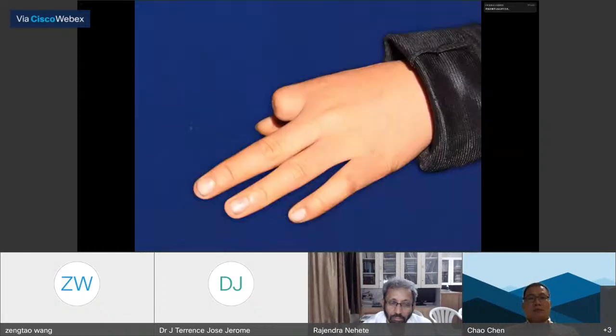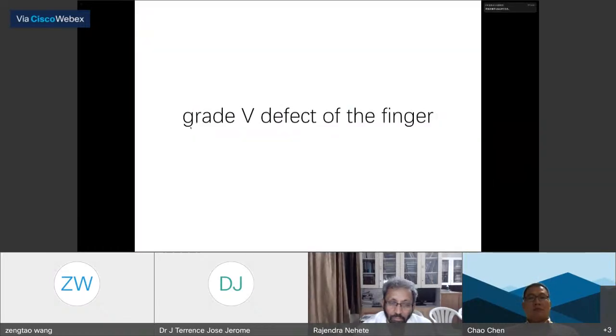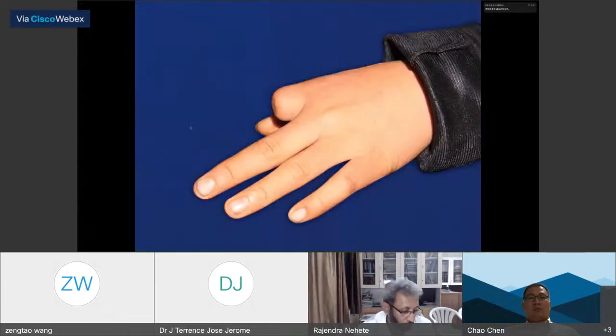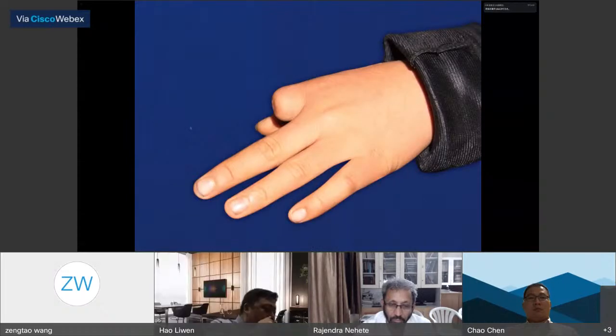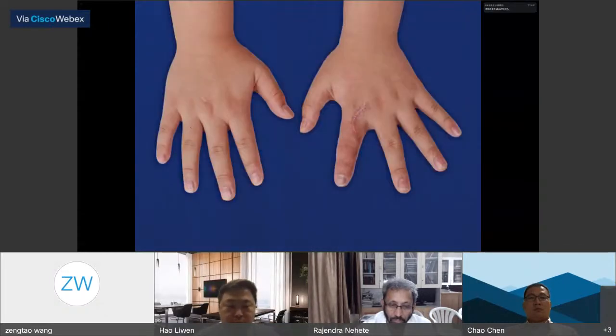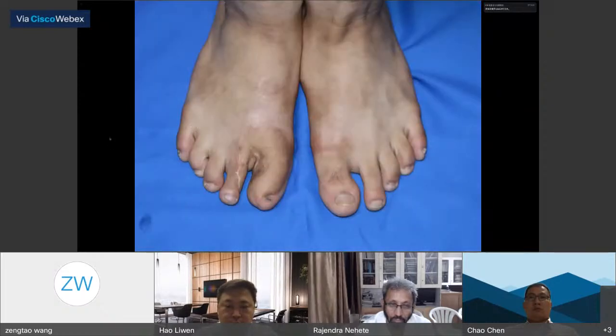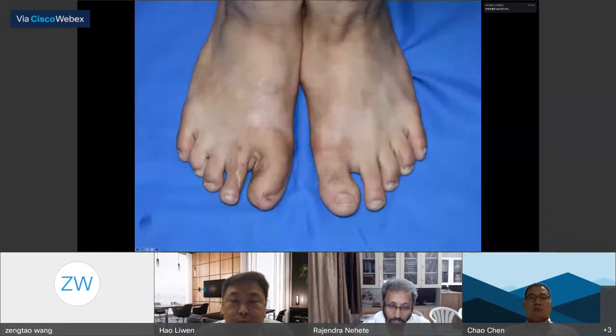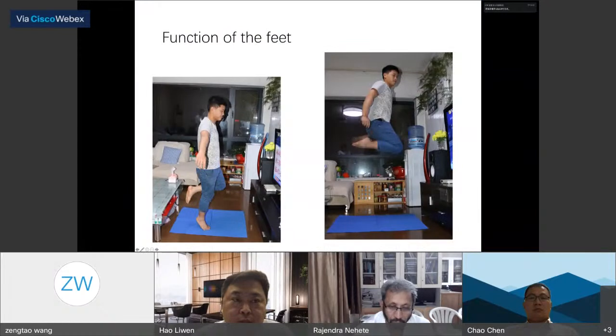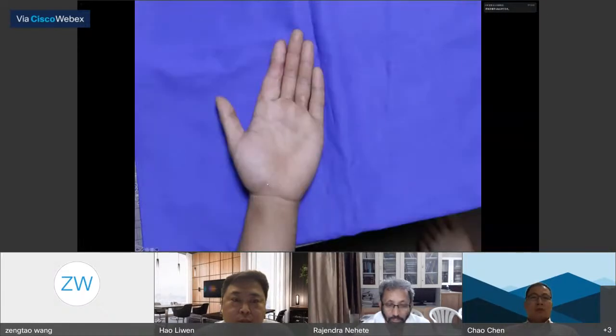This is a foot defect of grade 5. Pre-operation, post-operation, and the function, and still 10 toes, just losing some skin or nail, and the foot function.